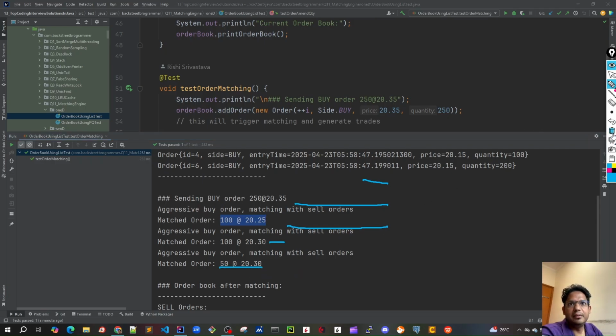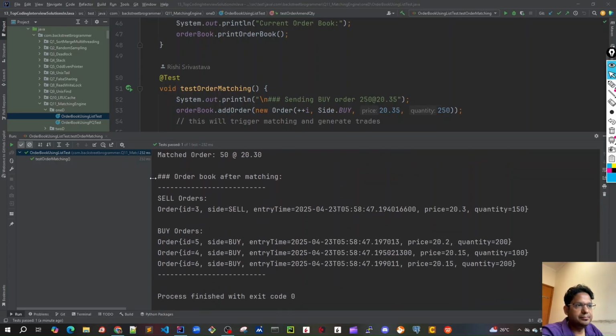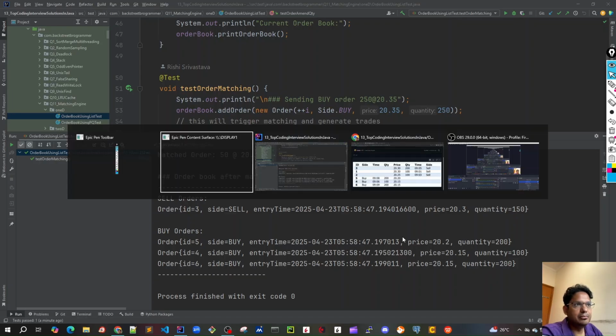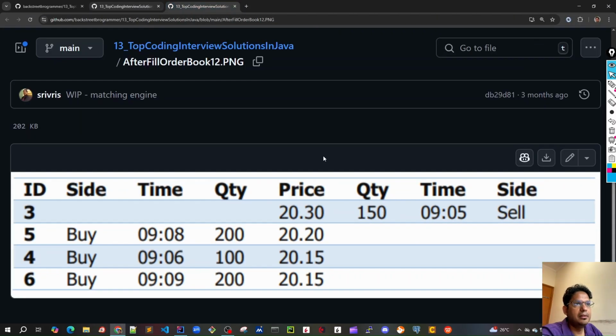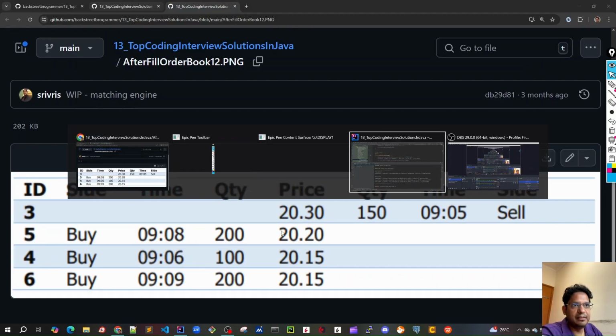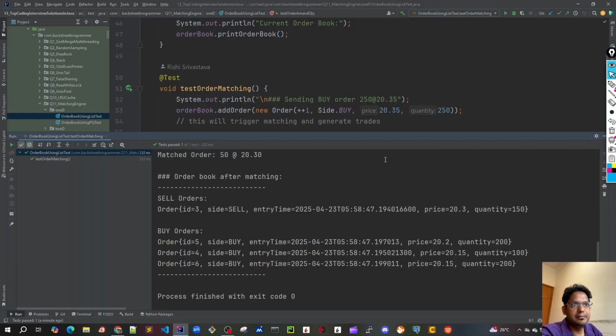And after this, let me delete all this. Once we have this order book after matching, it should be a sell order with 150 quantity, same as what we have shown here. 150 quantity is shown here, and this is the remaining order book. So this is working exactly as we expect.